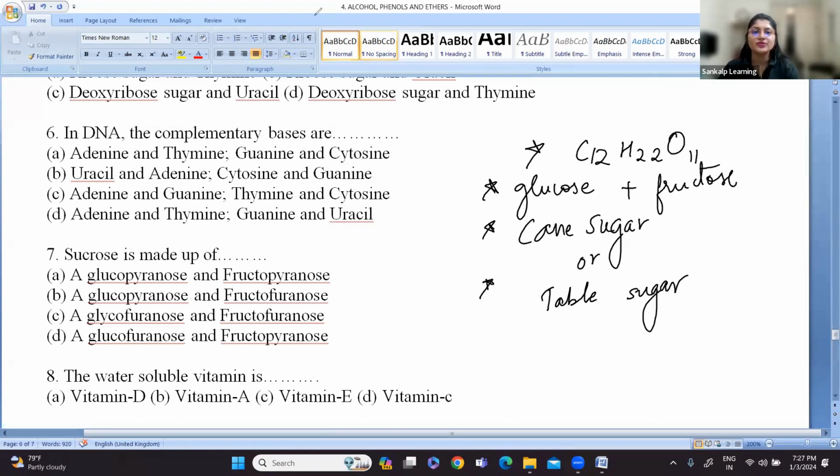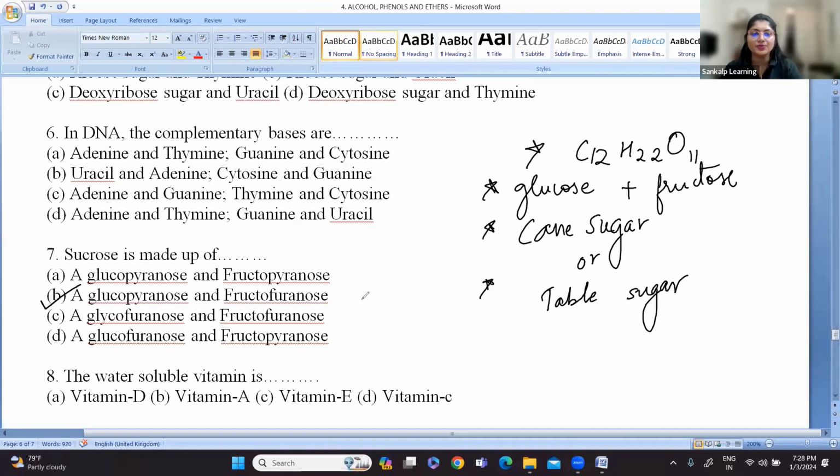So how is the structure made up? Okay, I've got the answers. Vedavati has answered it as A, Priyanka has answered it as B. It is made up of a glucopyranose and a fructofuranose. So it is option number B.